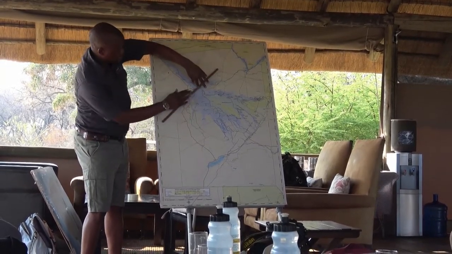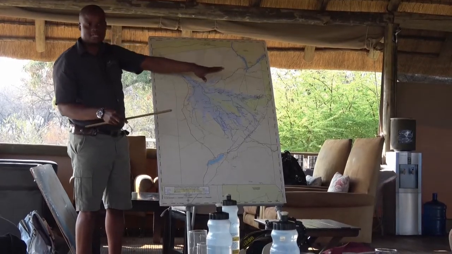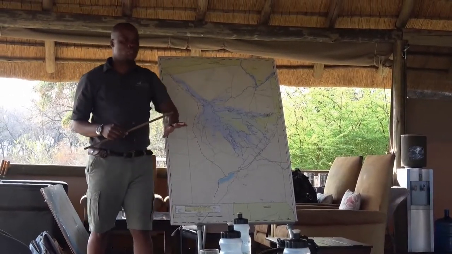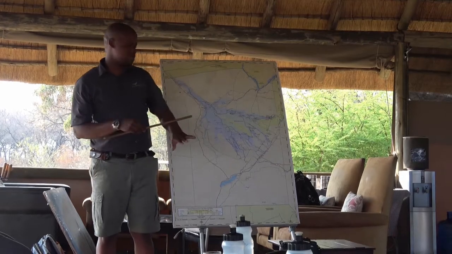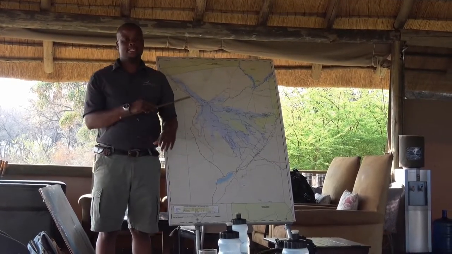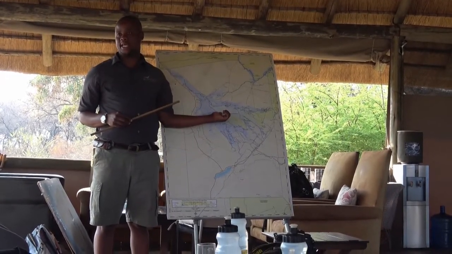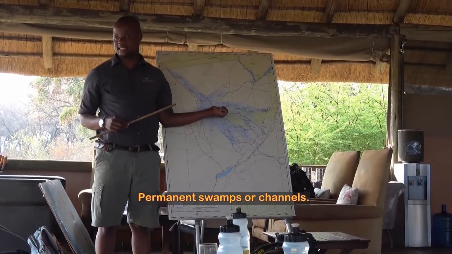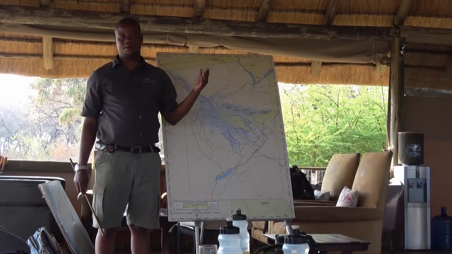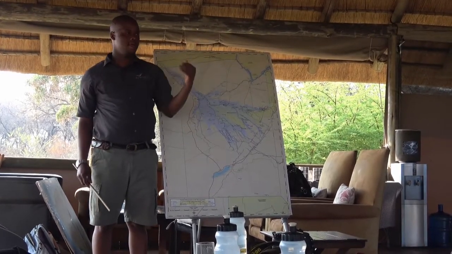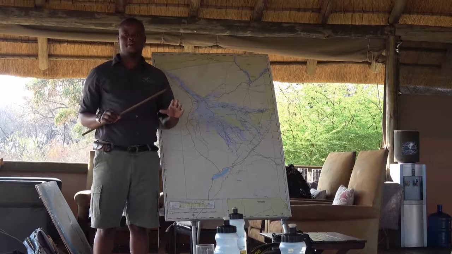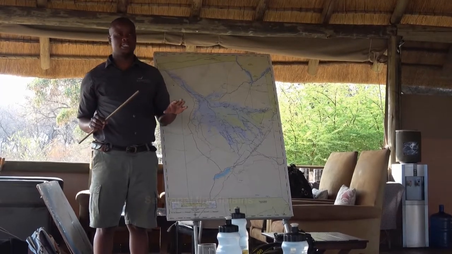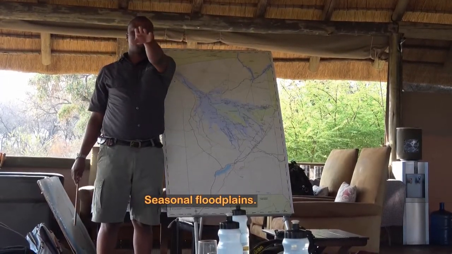When the water gets here, it starts to split into different channels. Then it gets into the second component. Here, the second component, we're talking about the permanent swamps or permanent channels, like the area where we have been doing the mokoro in the morning. Then the third component, we're talking about the seasonal swamps or seasonal floodplains, like the area in front of the camp.